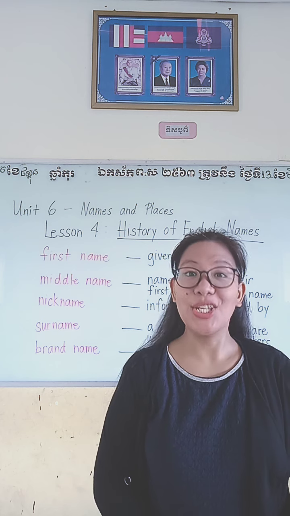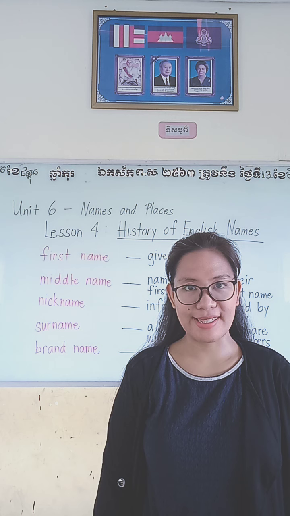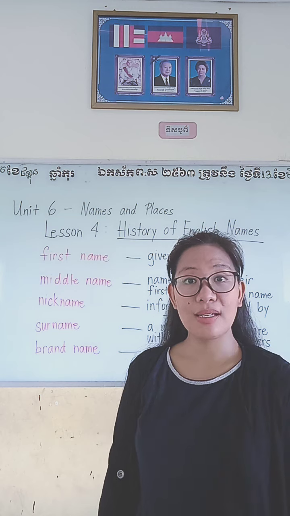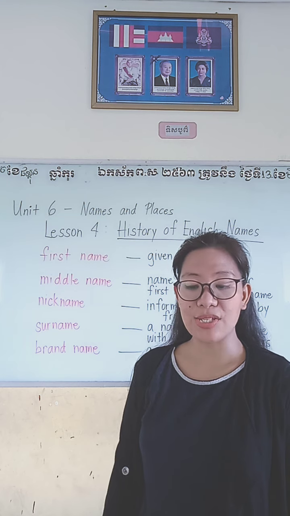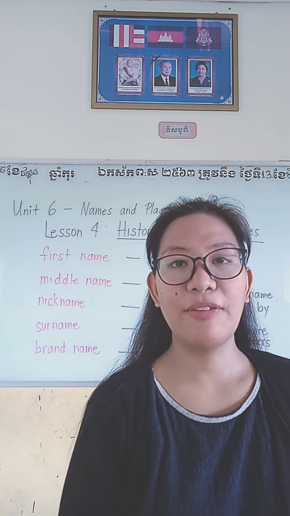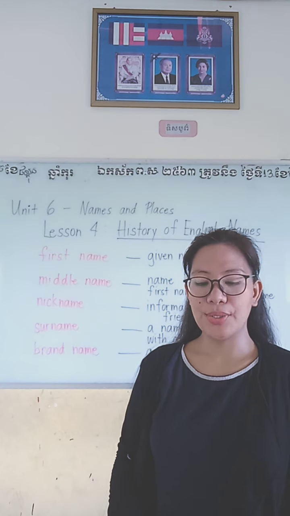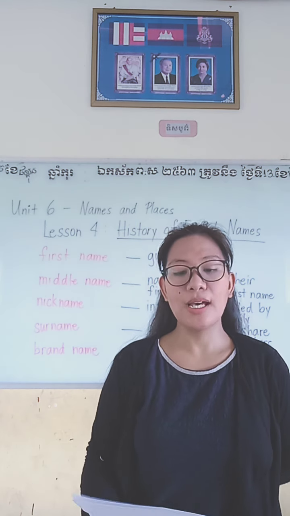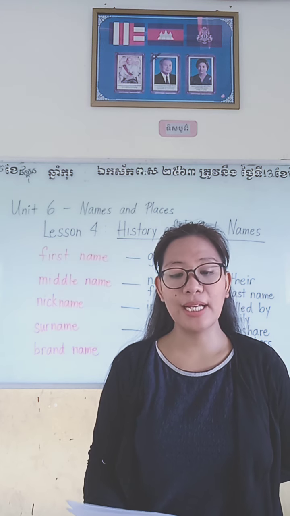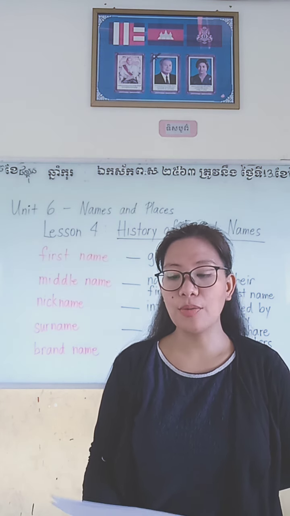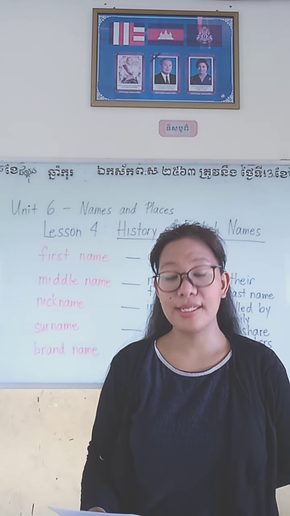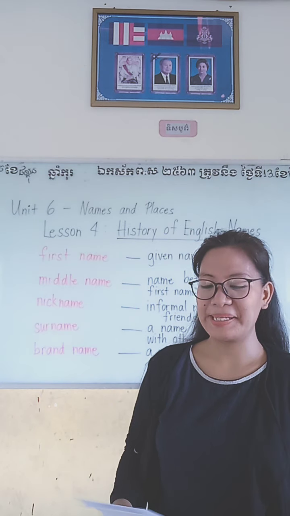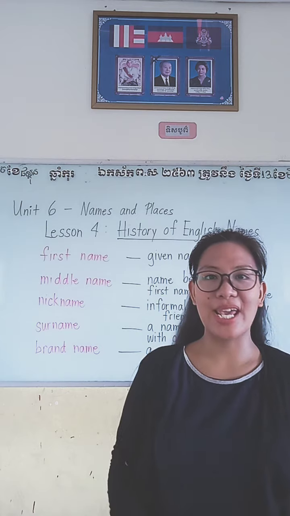We are still in Unit 6, Names and Places. Now we are going to learn about English names. So we are in Lesson 4, Reading. Before we go to English names, please go and get your English Plus student book, and you can read pages 60 and 65. Okay? So for now, let's learn the history of English names.